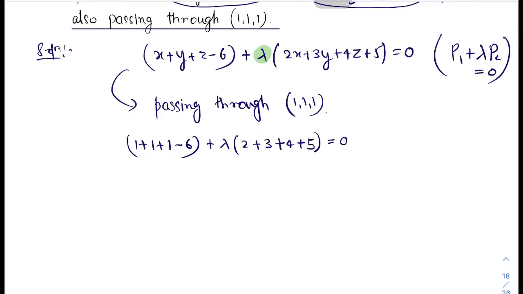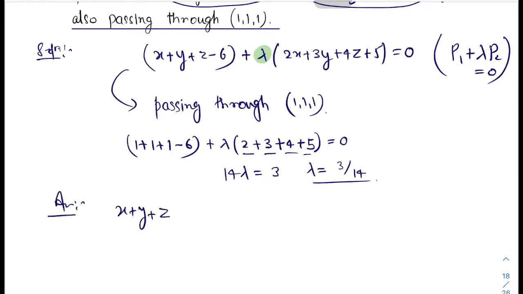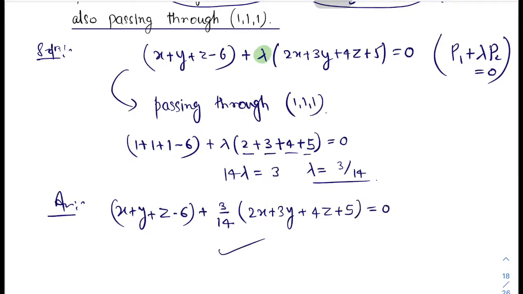That is, minus 3 plus 14 lambda equals 0. Lambda is equal to what? 6 minus 3, that is 3. So lambda comes out to be 3 divided by 14. So our answer, the equation of the plane is x plus y plus z minus 6 plus, we will put the value of lambda that we have calculated, 3 by 14 into the equation of the second plane, which was 2x plus 3y plus 4z plus 5 is equal to 0.